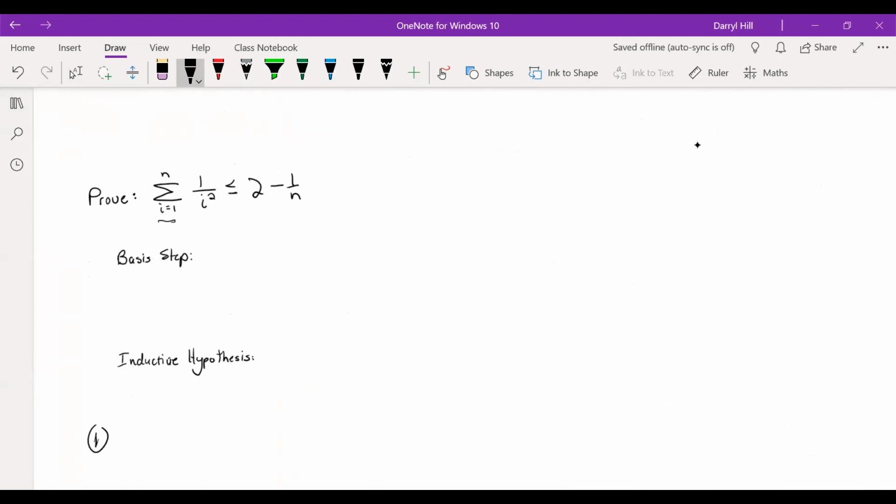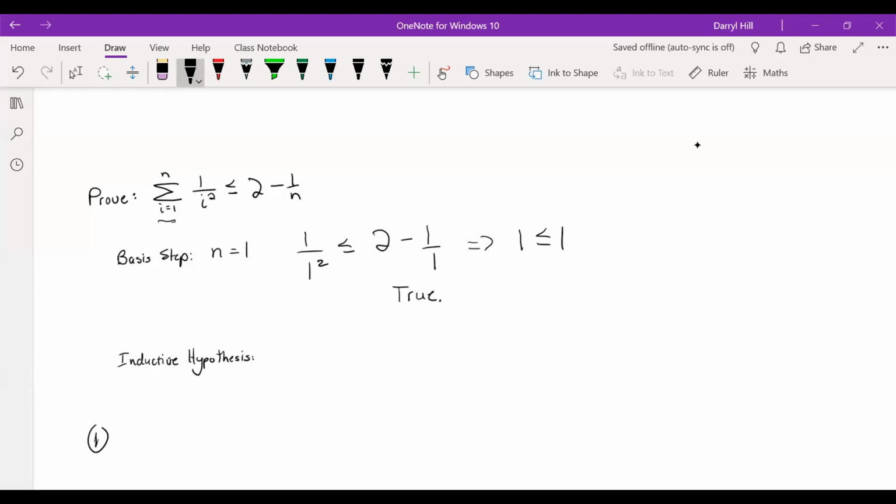So again, we have the basis step and the inductive hypothesis. The basis step is we'll take n equal to 1. So 1 over 1 squared is less than or equal to 2 minus 1 over 1. And that is 1 is less than or equal to 1, which is true. So our basis step is true.